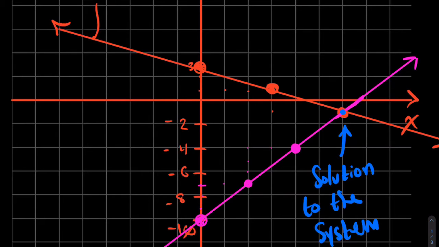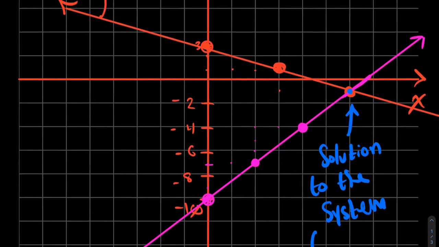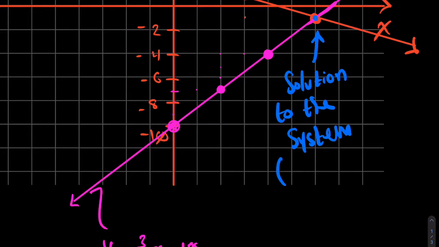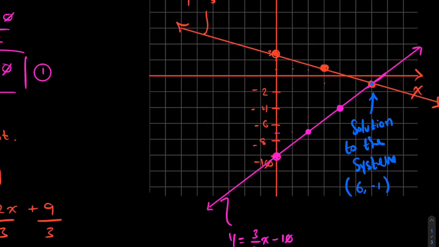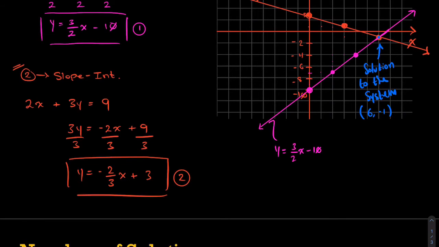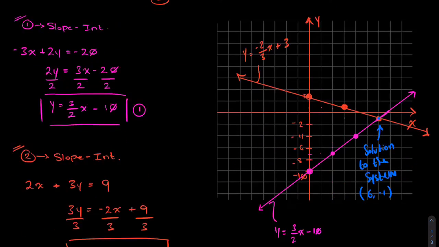And which point is this? Well, this is the point. Remember, we're counting ones on our y-axis, so let's do our x first. 1, 2, 3, 4, 5, 6, so we have 6, and then -1. And that's it. So what we can say is, therefore, what was our original question?